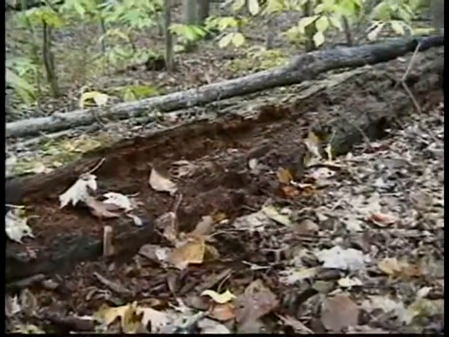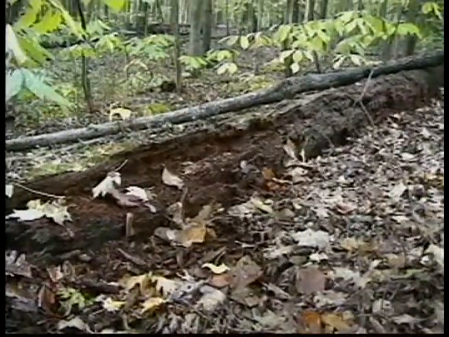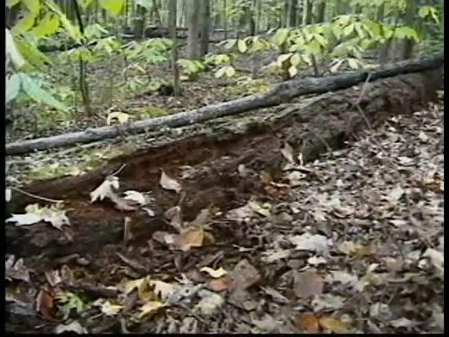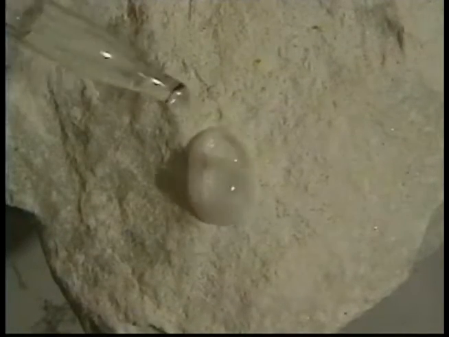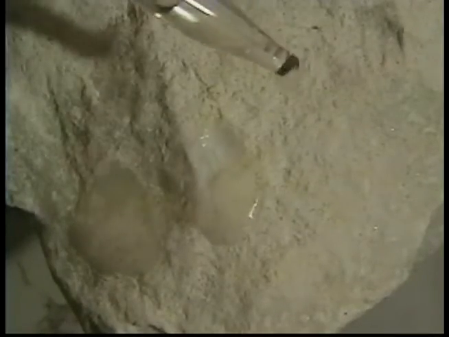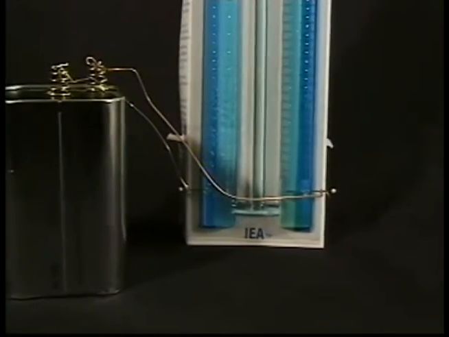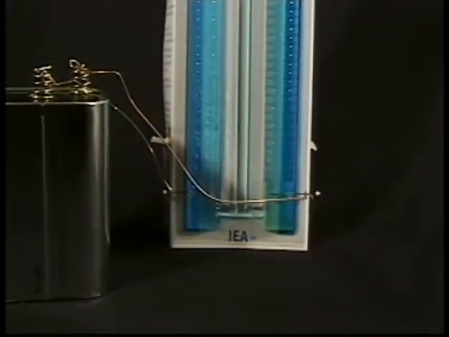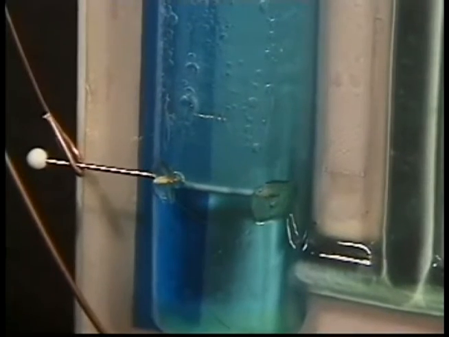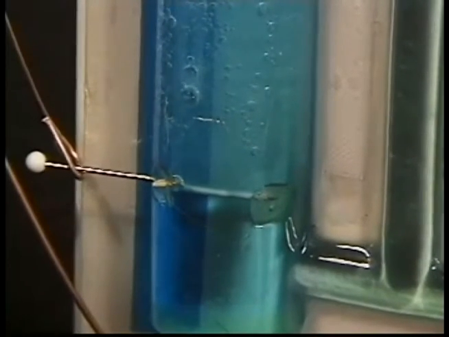This rotting tree log is undergoing decomposition, which is the process of breaking down. This process occurs in many chemical reactions in which a substance is broken into simpler substances. This is called a decomposition reaction. In a decomposition reaction, a substance breaks down or decomposes into 2 or more simpler substances, the opposite of a synthesis reaction. When electricity is applied to water, it may undergo a decomposition reaction, producing bubbles of oxygen and hydrogen gas.